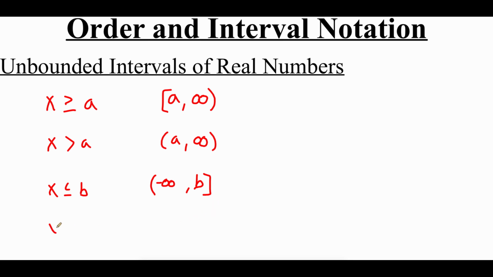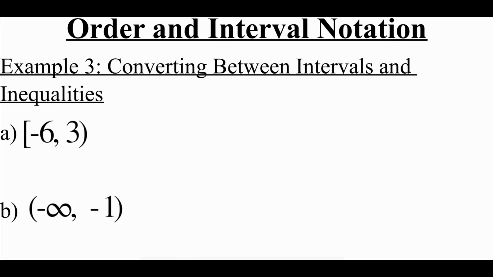Or we could write this out where b is not included, so we've just got x is less than b. So similarly, we're going to run from negative infinity to b, but both of these are going to get parentheses around them since neither one is included.